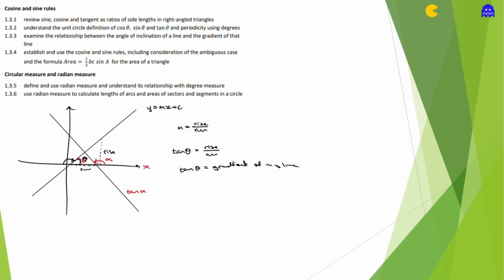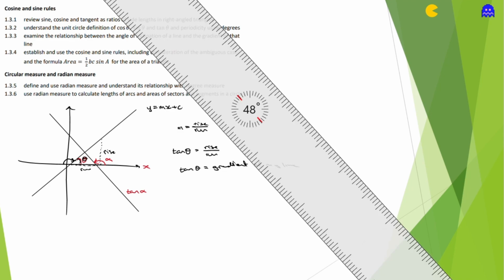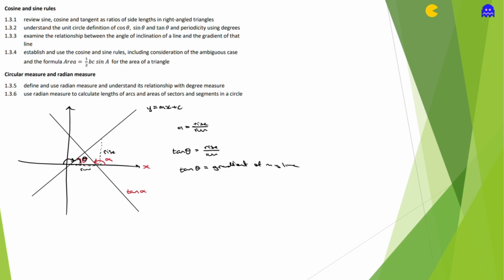So hopefully that's relatively straightforward and easy to understand. And so we'll move on to the cosine and sine rules. The cosine and sine rules are generally particularly helpful if we're dealing with triangles that aren't 90 degrees. So for example, this is a triangle that's clearly not a 90-degree right angle triangle.